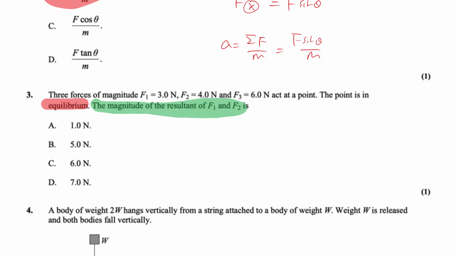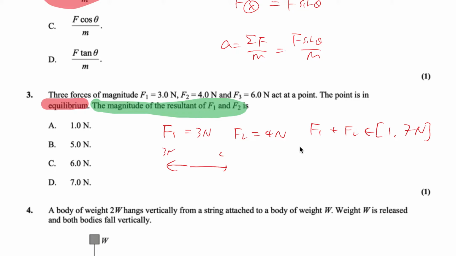You need to know this. Okay, so if F1 equals 3 newton, F2 equals 4 newton, F1 plus F2 ranges anywhere from 1 to 7 newton. It can't equal 0. So when we add F1 and F2, you can go anywhere from 1 to 7 newton. If you want to create the minimum force, is when they go in opposite directions. This is your 3 newton, this is your 4 newton. And overall, the net force equals 1 newton.